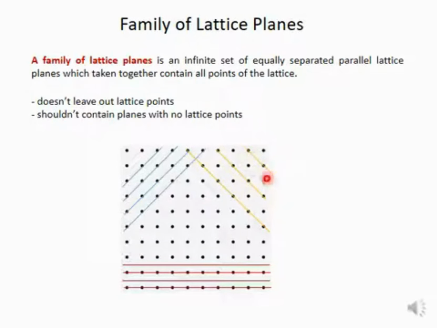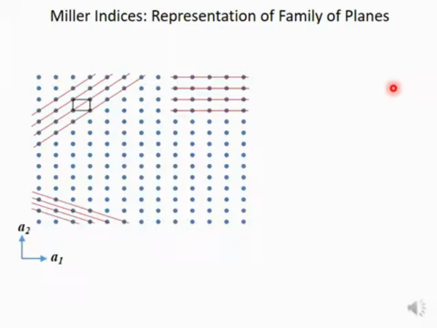Here you can say it is a set of planes which are equidistant, and there are no planes in the set which are empty or do not contain any lattice point, but they do leave out certain lattice points. So you can't account for all the lattice points in this lattice. So this again is not a family of lattice planes. Only in this arrangement does the set qualify for the technical term family of lattice planes.